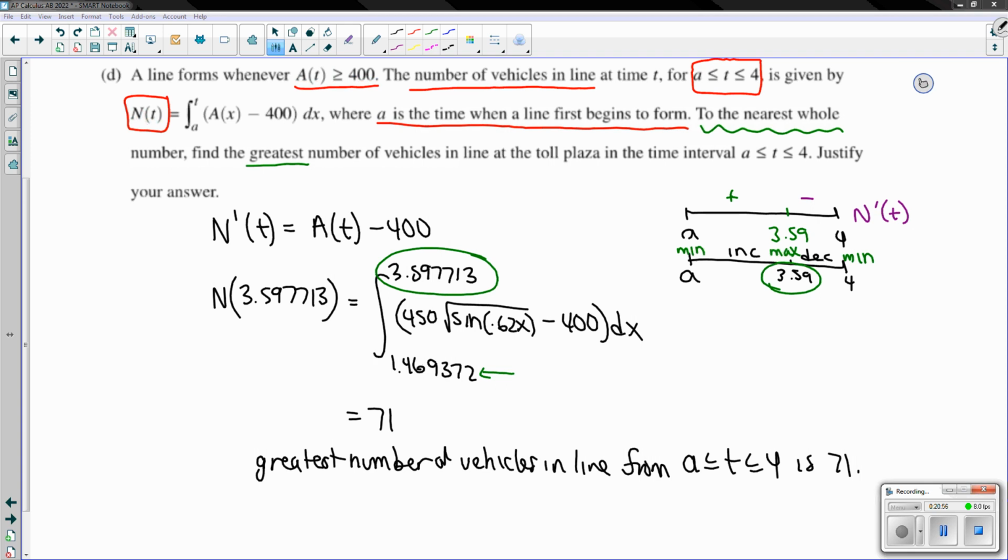We're also going to get a point for finding those two time values when we analyze the derivative. So that 1.46 value and the 3.5977 value, finding those two things are going to get a point. The answer is going to get us a point, and then a justification is going to get us a point as well. So there is the first question on the 2022 AP Calculus AB exam.